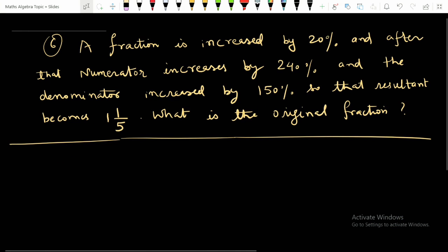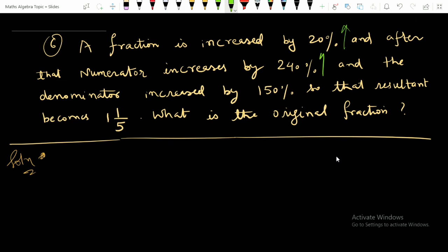Just coming to the last question. It is smaller. If a fraction is increased by 20 percentage, and after that the numerator is increased by 240 percentage and the denominator increased by 150 percentage, so that the resultant becomes 1 integer 1 by 5. What is the original fraction?